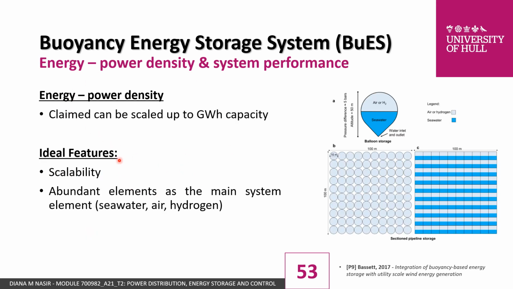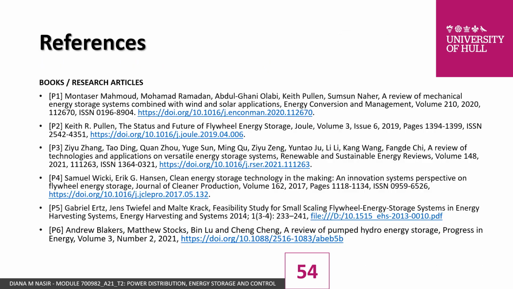Since this technology can be considered very recently proposed, from the analytical results, the buoyancy energy storage system is reported to offer up to gigawatt-hour of energy or power capacity. The ideal features of the system include that its scale can be diverse from small to large scale use, and the main system elements are abundant, where we need seawater, which acts to sink and float the recipient, and compressed gas, such as air or hydrogen, as the inner medium of the recipient.